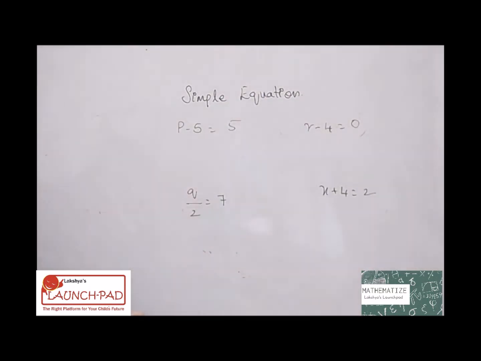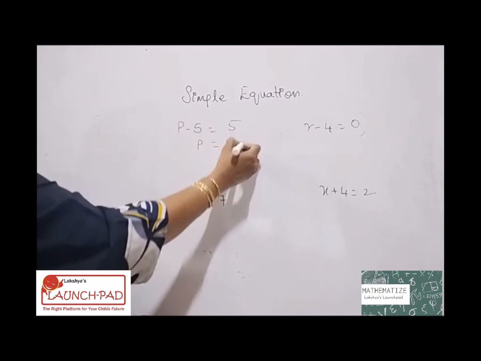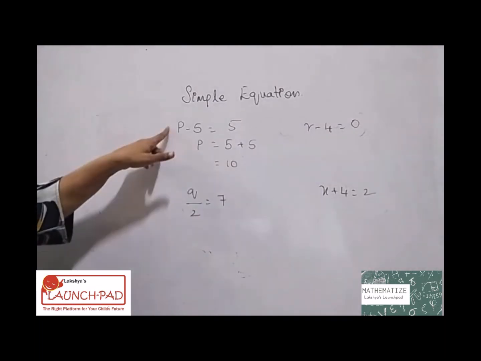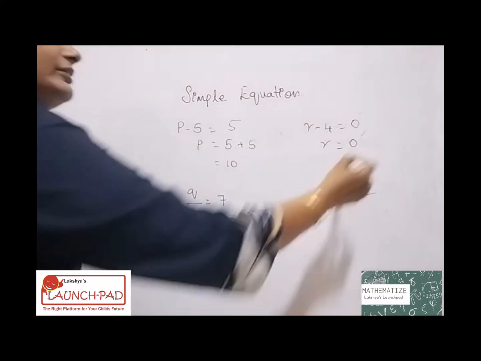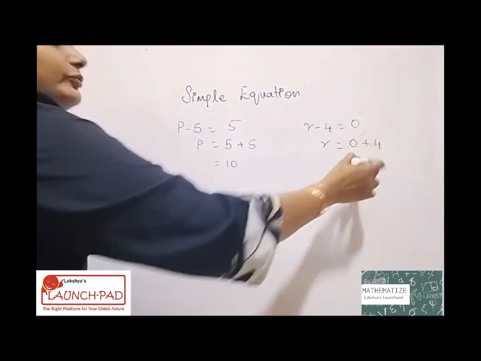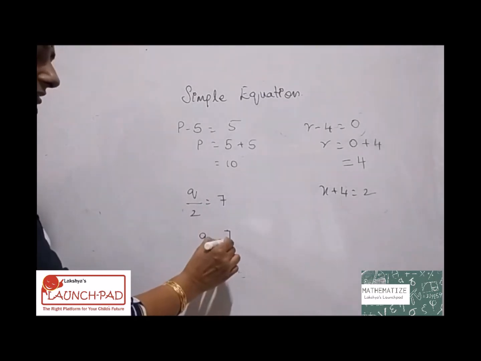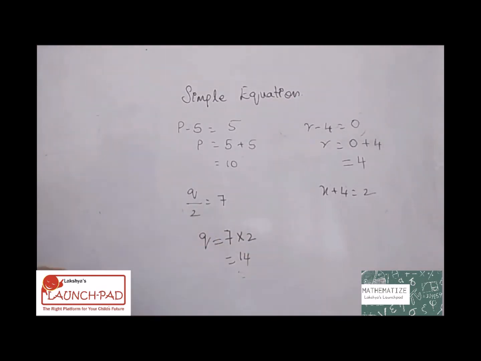Okay, let's see these sums. P value. P is equal to 10 minus 5. So 10 minus 5 is 5. Yes, ma'am. R is equal to 0 plus 4. So 4 minus 4 is 0. Yes, ma'am. This will become, who can tell me? Q is equal to, denominator will become, numerator. 14 by 2 is 7. Yes, ma'am.